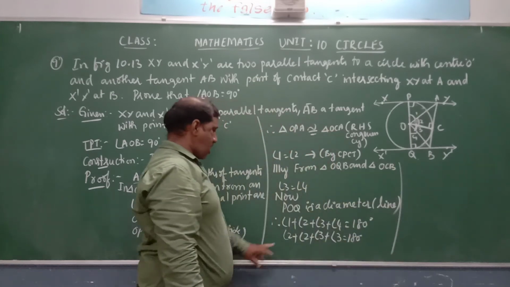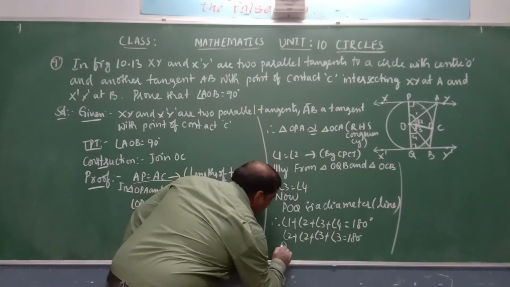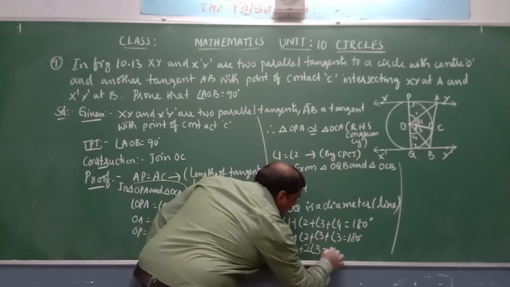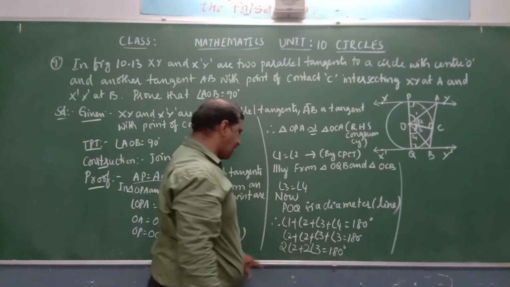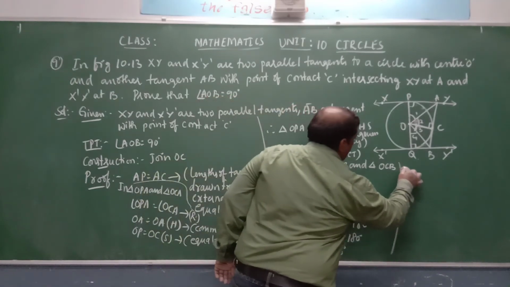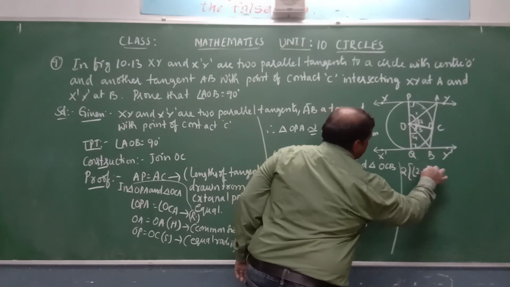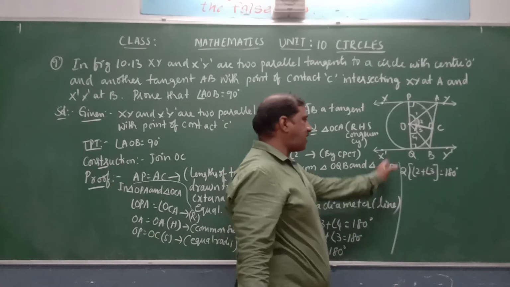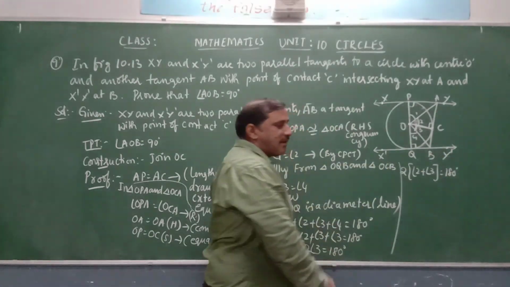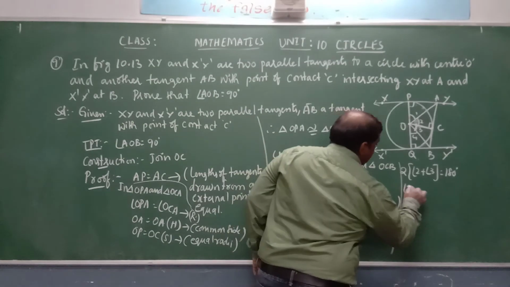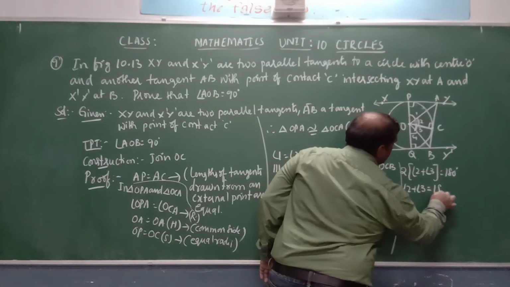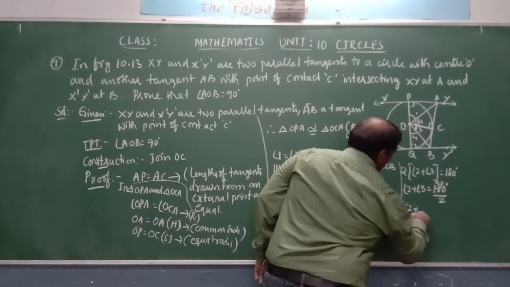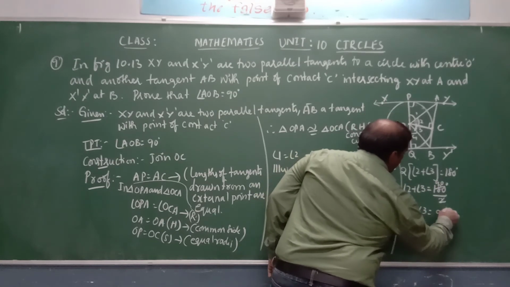Now angle 2 plus angle 2 is 2 times angle 2, and angle 3 plus angle 3 is 2 times angle 3. That is equal to 180 degrees. Take 2 common, then it is 2 into angle 2 plus angle 3, equal to 180 degrees. Transpose 2 to the RHS, we get 180 by 2, which is 90. That is, angle 2 plus angle 3 is equal to 90 degrees.